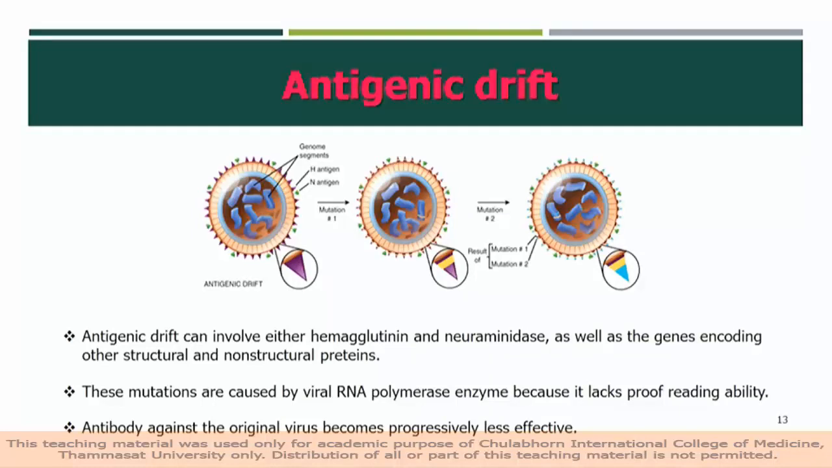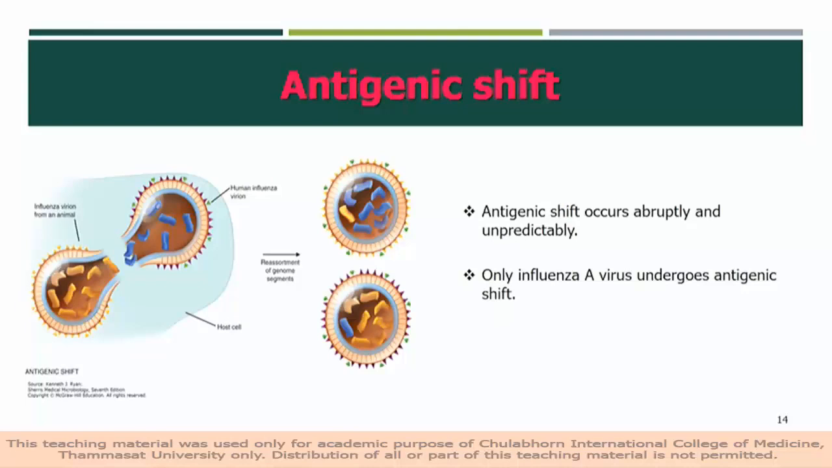Okay, the next is antigenic shift, and please correct the text in this slide that I already gave you. It is the same as the previous slide. Antigenic shift occurs abruptly and unpredictably, and only influenza A virus undergoes antigenic shift, because types B and C are restricted to humans, but influenza A circulates in other animals such as birds.